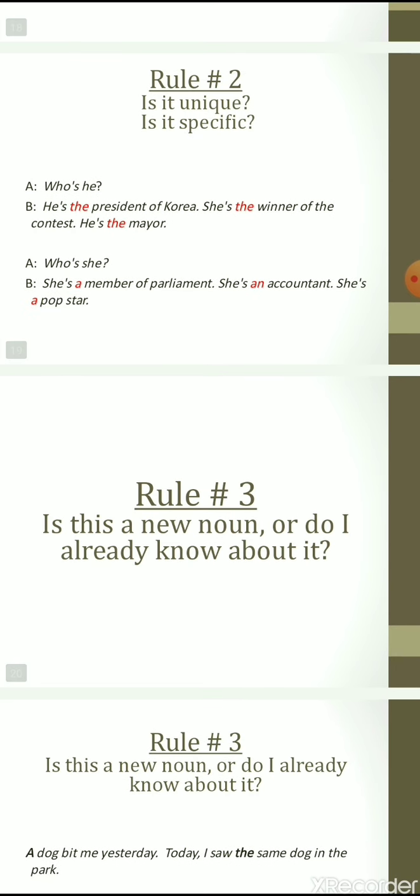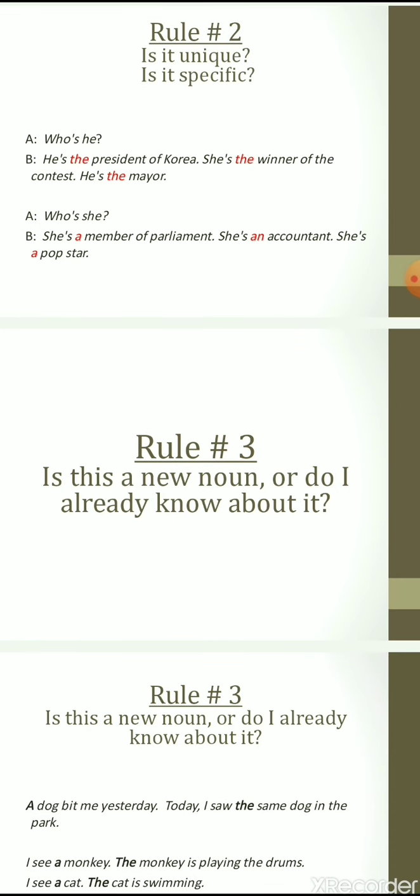See here the examples. Who is he? He is the president of Korea. She is the winner of the contest. He is the mayor. Now see another question. Who is she? She is a member of parliament. She is an accountant. She is a pop star.